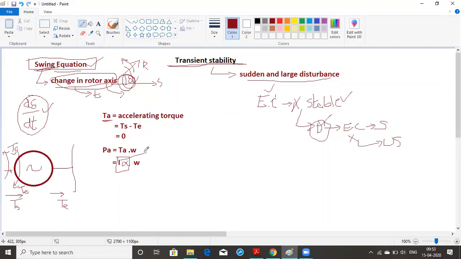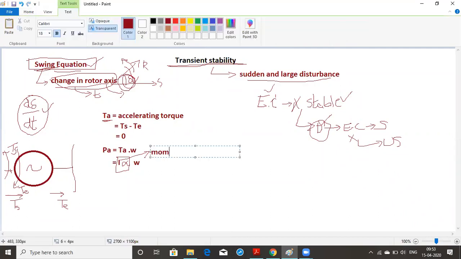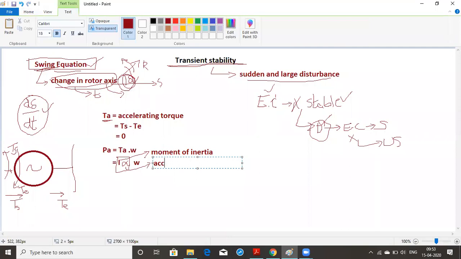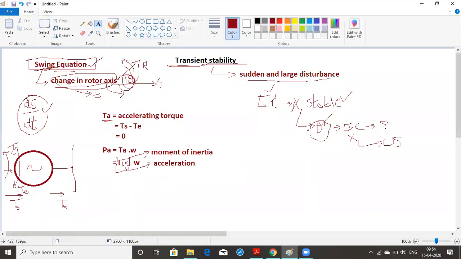I indicates the moment of inertia, but this alpha indicates the angular acceleration. What is this acceleration? We will discuss it before completion of this derivation itself. Okay, so now I can write. I'm going to write the accelerating power is equal to I into alpha into omega.